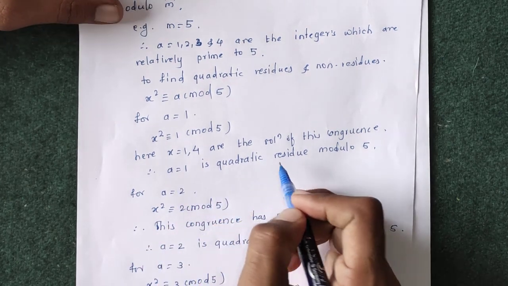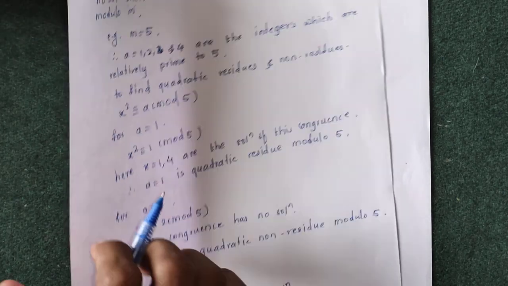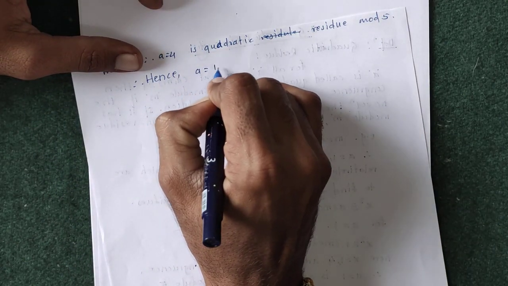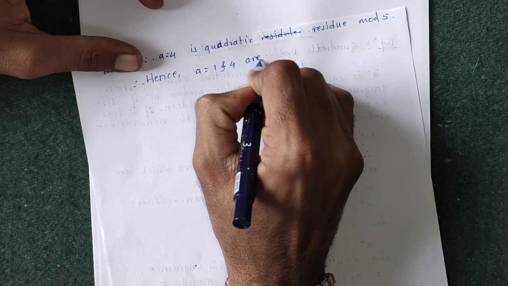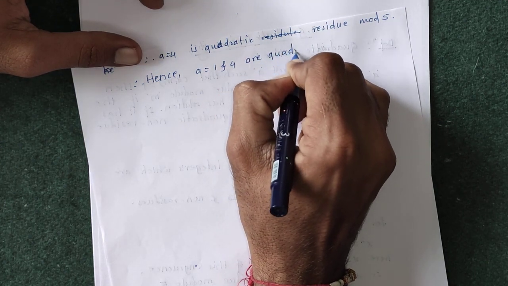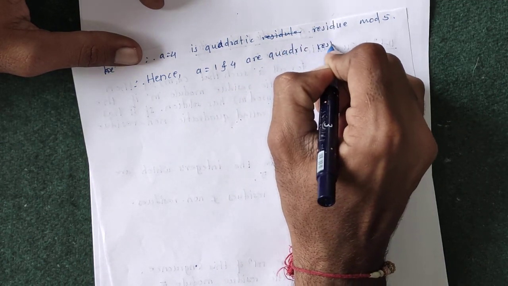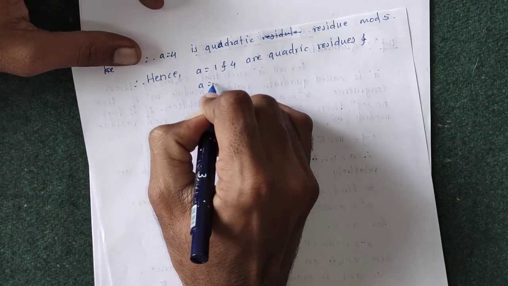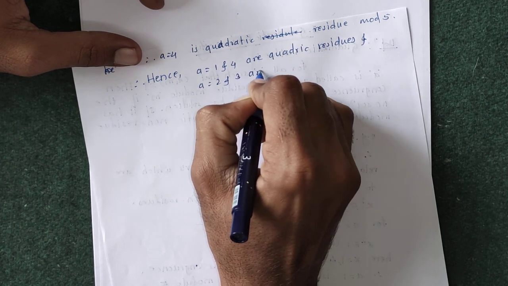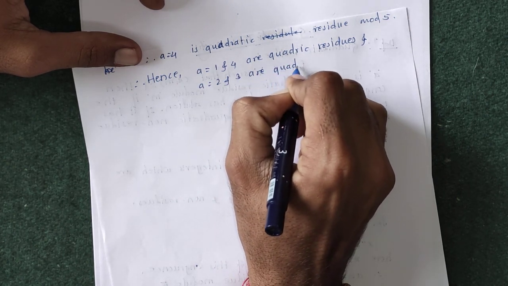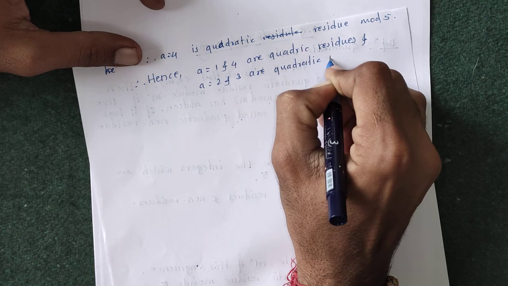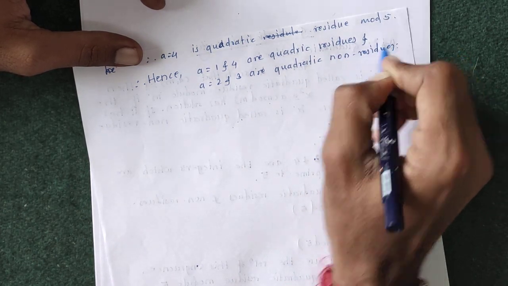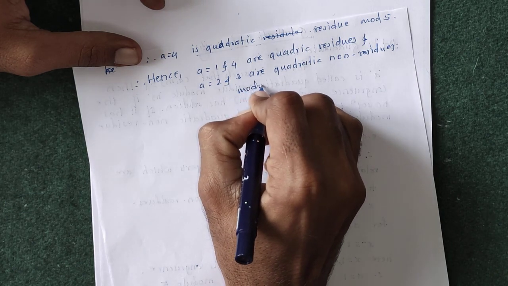Hence we get a equals 1 is a quadratic residue, and a equals 4 is a quadratic residue. So hence we get a equals 1 and 4 are quadratic residues, and a equals 2 and 3 are quadratic non-residues, under modulo 5.